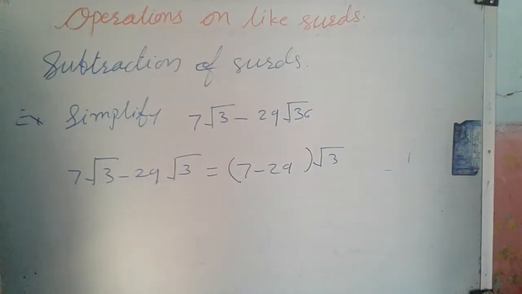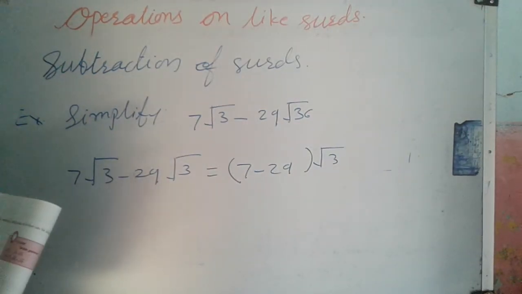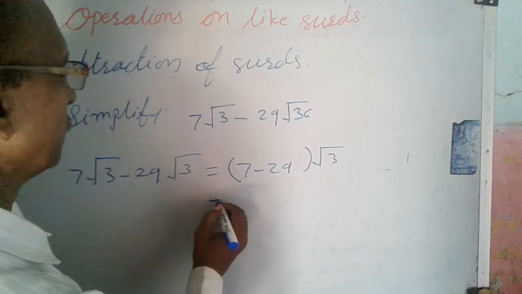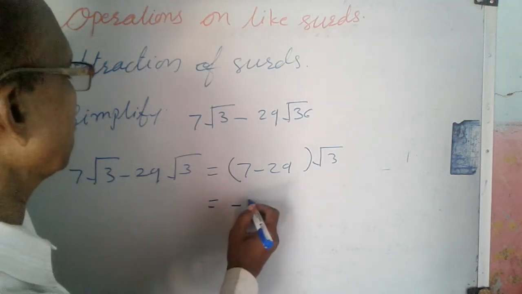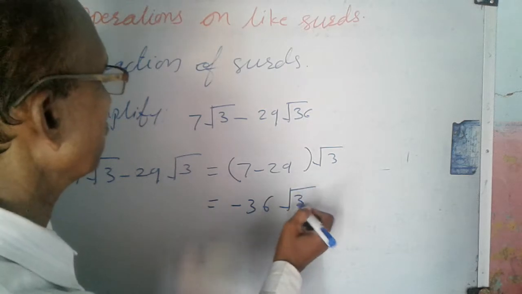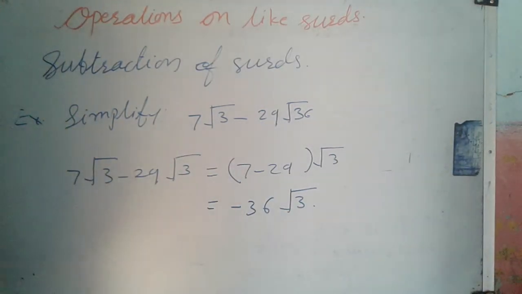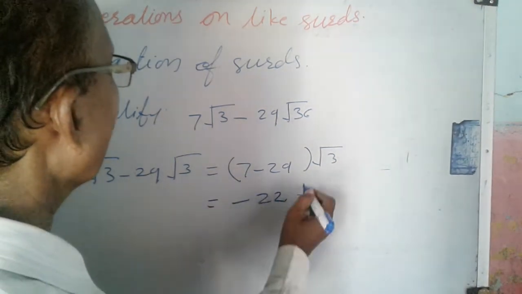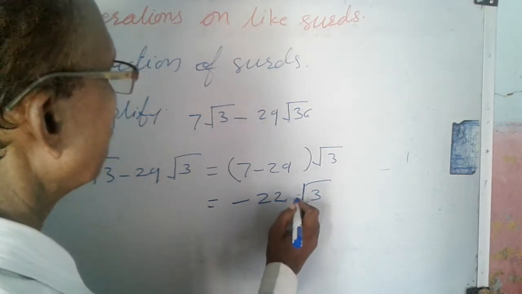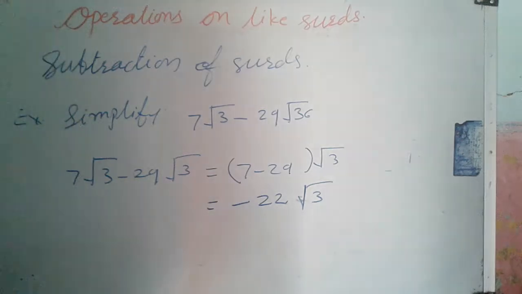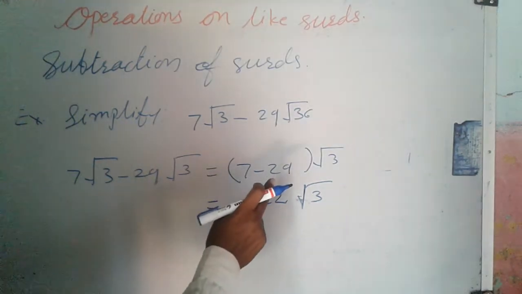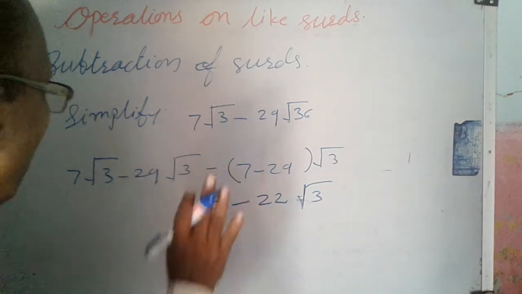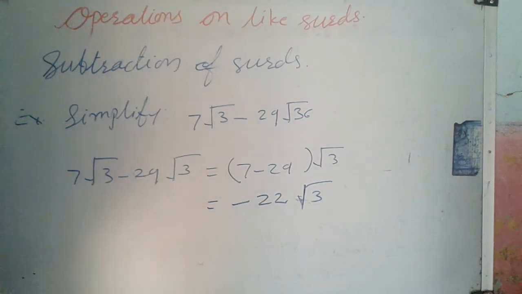Sorry, you have to take 7 minus 29. So 7 minus 29 we get minus 36 root 3. Sorry, not minus 36, it is minus 22 root 3. 7 minus 29, that means 29 minus 7, 22, and the sign of the greater number.